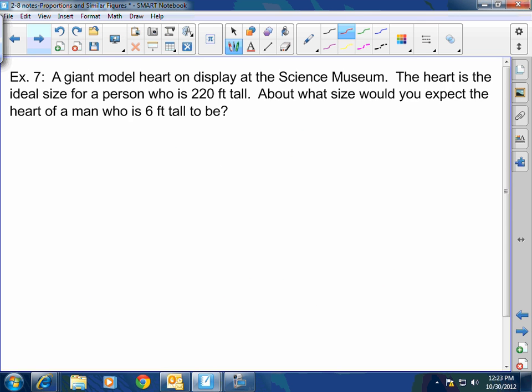All right, now, last one. A giant model heart is on display at the Science Museum. The heart is the ideal size for a person who is 220 feet tall. About what size would you expect the heart of a man who is 6 feet tall to be? Now, I forgot to include one very important thing. The size of the heart. Kind of hard to do it without all the information. So, I'm not even going to try to draw a heart, because it's just not going to come out good.